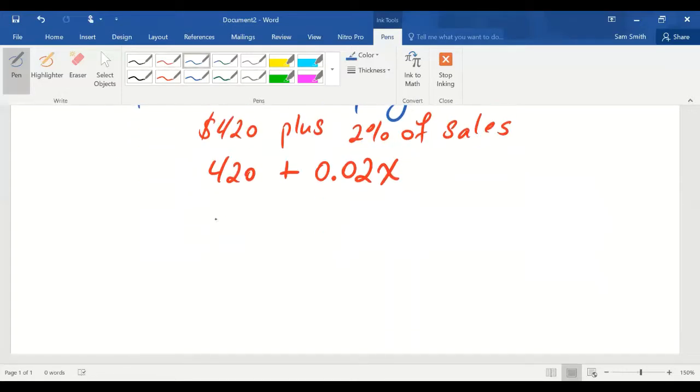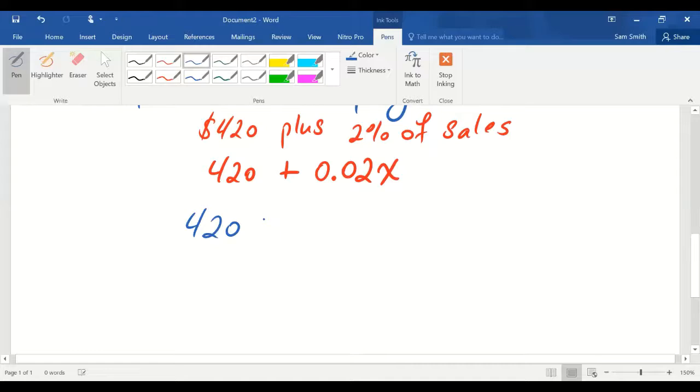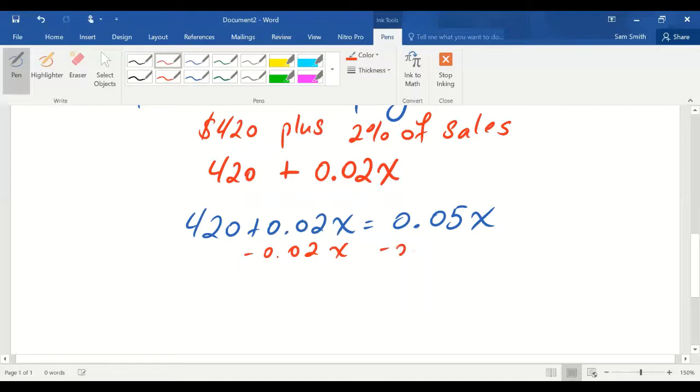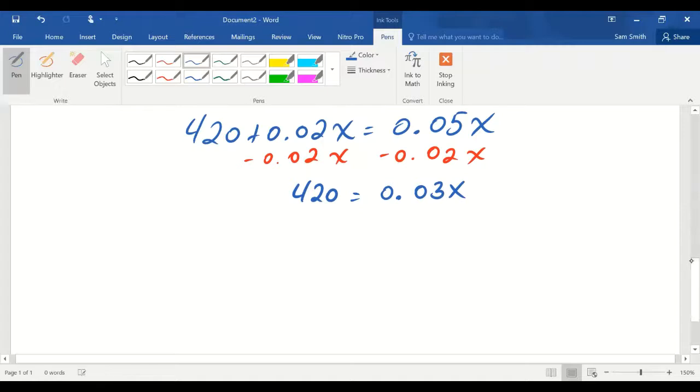So I want to know when these two are equal in terms of goodness, when one is at least as good as the other. I can set these two incomes equal to each other and solve. I can, for example, subtract 0.02x from both sides, leaving me 420 equals 0.03 times x. Now let me think.